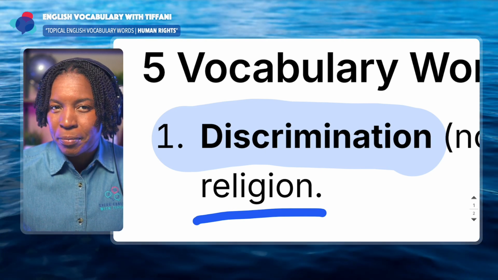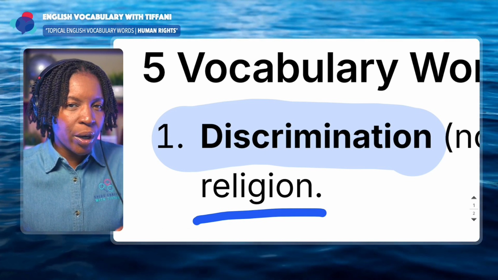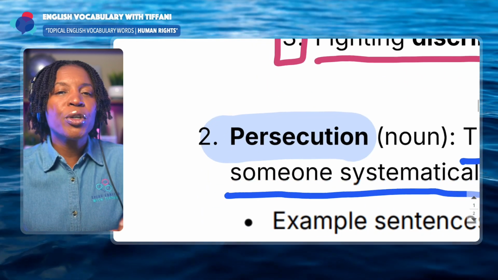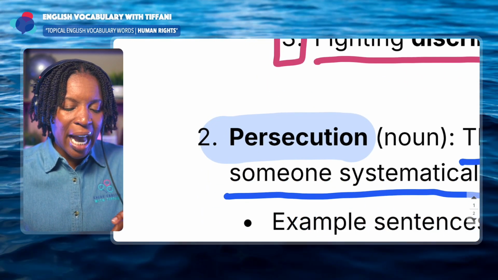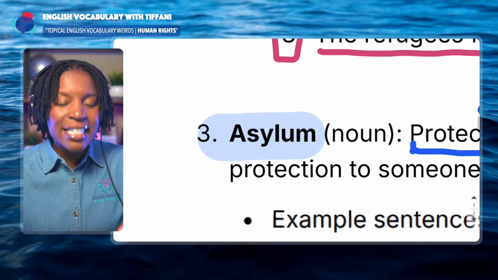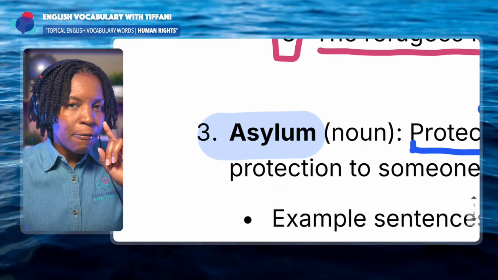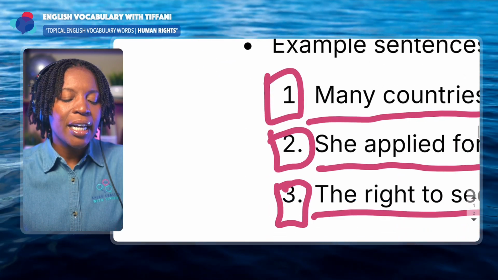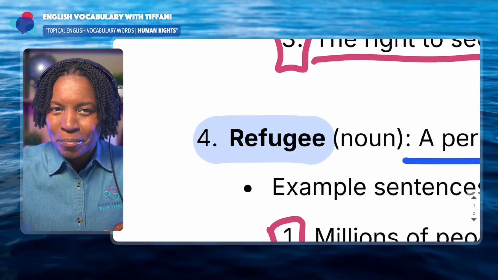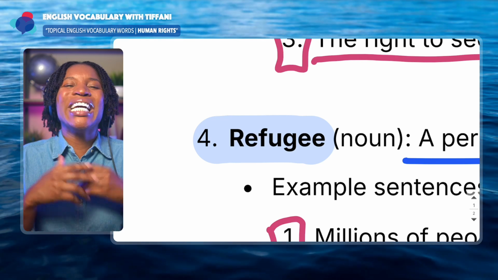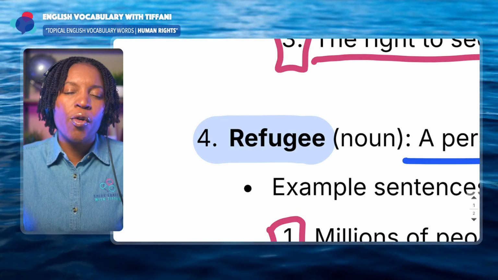Very good. What did we learn first? What was our first vocabulary word? Excellent. The first vocabulary word, discrimination. Very good. Second vocabulary word? Excellent. Persecution. Third vocabulary word? Yes, asylum. Fourth vocabulary word? Excellent. Refugee. Good. It's important to reiterate, emphasize, and repeat over and over again so that when you speak about this topic of human rights, you'll remember each of the 5 vocabulary words we're going over.